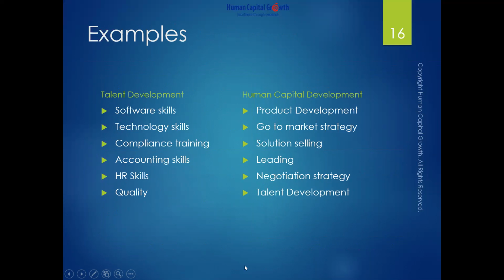So talent development needs are probably the vast majority of needs that most organizations get, which is developing software skills, technology skills, accounting skills.